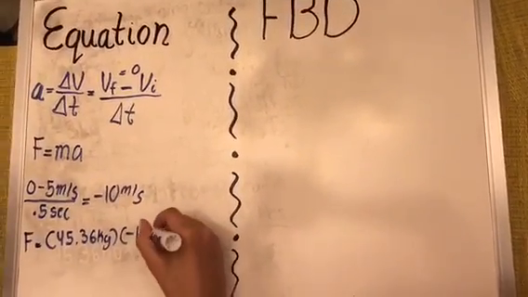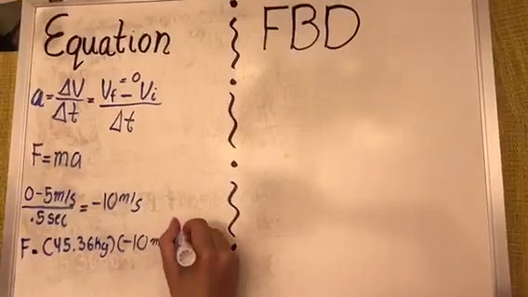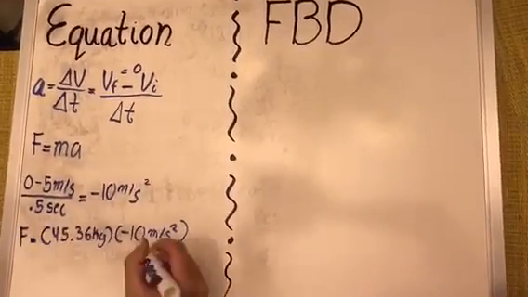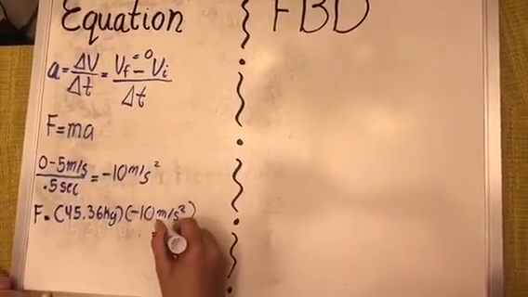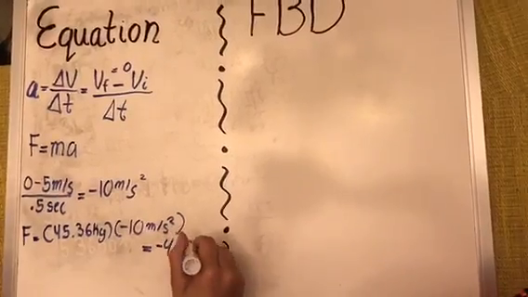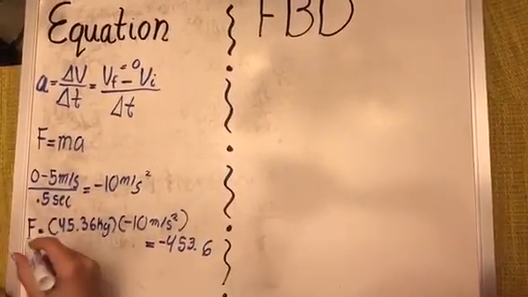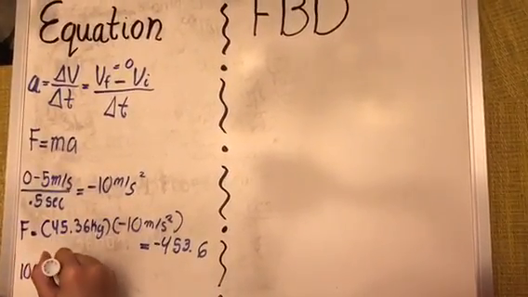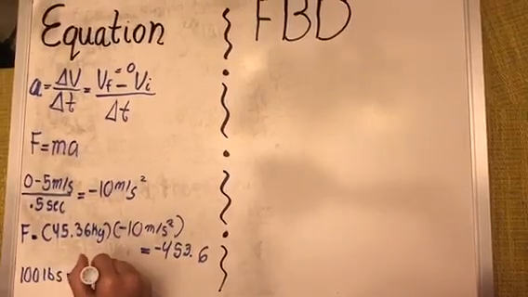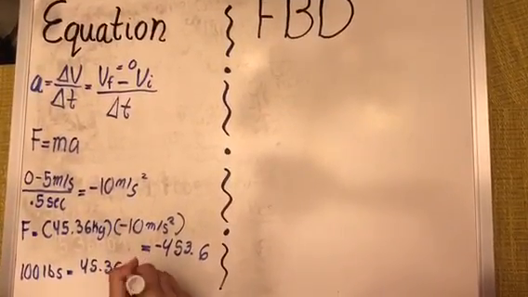To find the force, you use the equation F equals m times a. Kiana's original mass was 100 pounds, but we converted that to kilograms, which is 45.36 kilograms. Then you just multiply that by negative 10 meters per second squared, which is the answer that you got from the first equation.